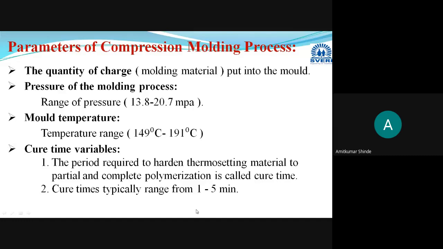So these are the four parameters that you have to take into consideration while performing the compression molding process: quantity of charge, then pressure used in the molding process, then molding temperature, and the curing time or cure time. These four parameters you have to decide or choose properly.